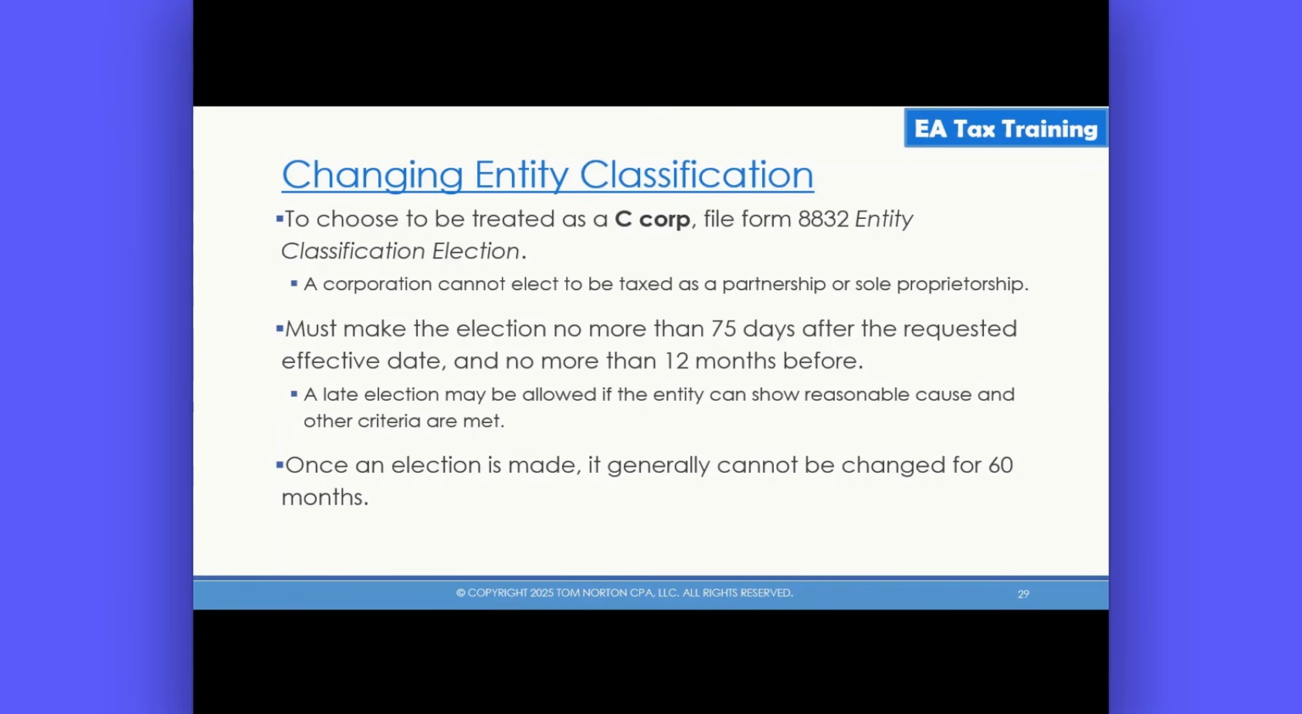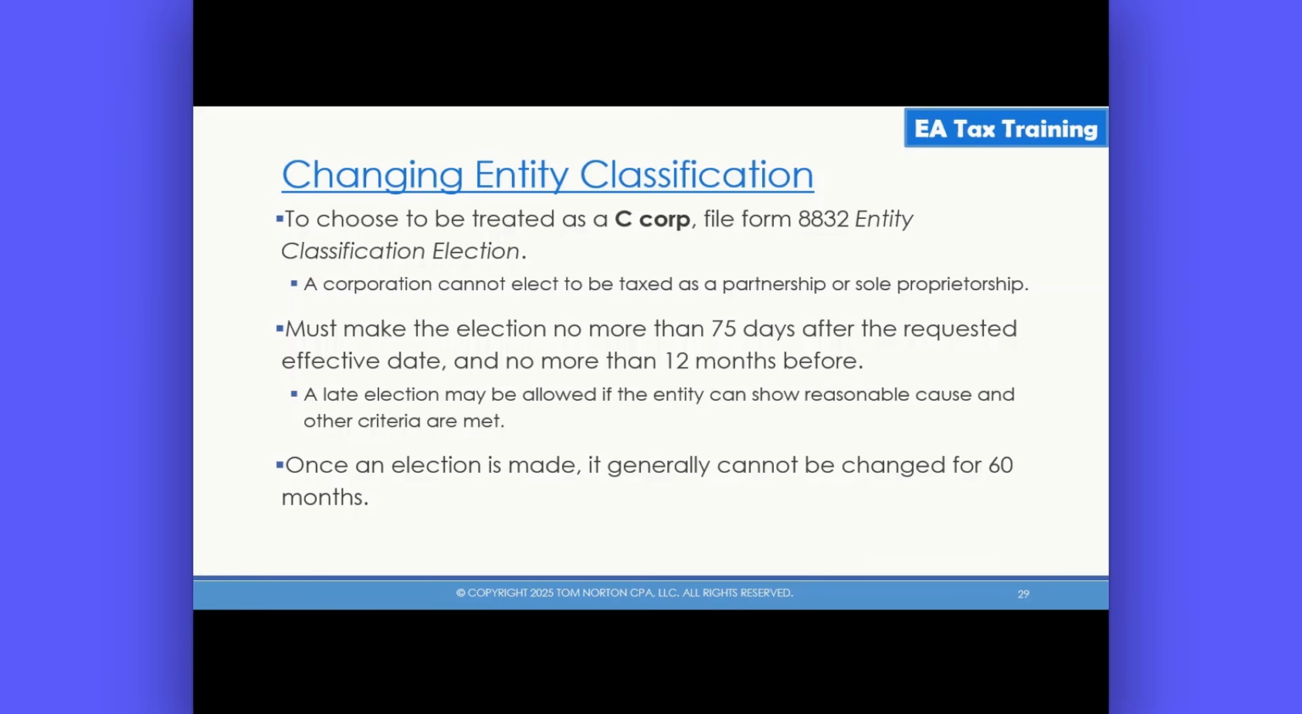Changing entity classification. So as we've said, certain entities can choose to be taxed as either a C Corp or an S Corp. If they wish to be taxed as a C Corp, this is going to apply to LLCs, LPs, LLPs. If they would rather be taxed as a C Corporation, they can do that by filing this Form 8832. And it is important to mention that a corporation cannot elect to be taxed as a partnership or a sole proprietorship. It doesn't work both ways.